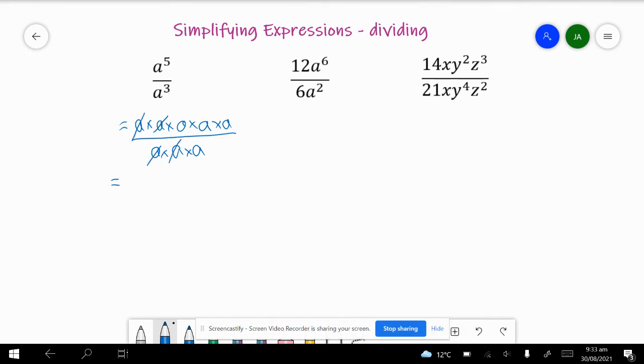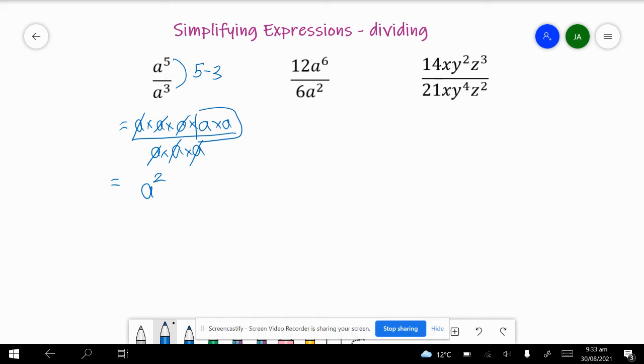Again, a divided by a is 1. And again, a divided by a is 1. And what you can see on the top line, I'm left with a times a, which is a squared. Okay, let's see how we can get that pattern from the 5 and the 3. Well, 2 is just 5 minus 3. So that's what we effectively do when we're dividing. We just subtract our exponents or our powers.